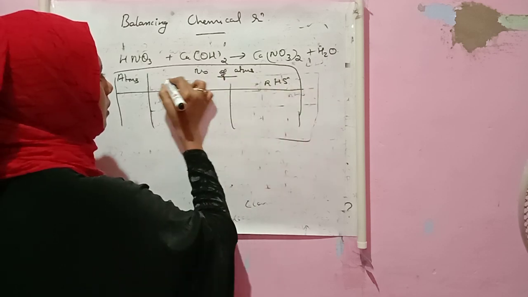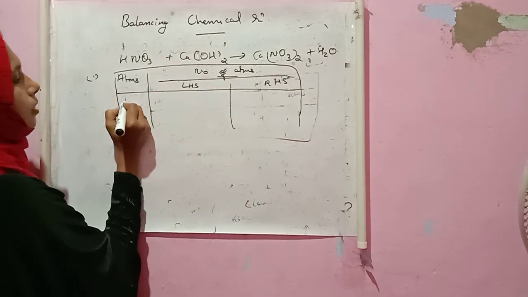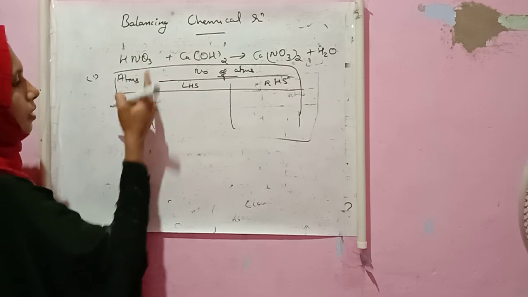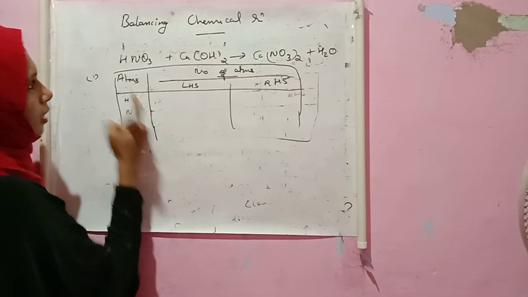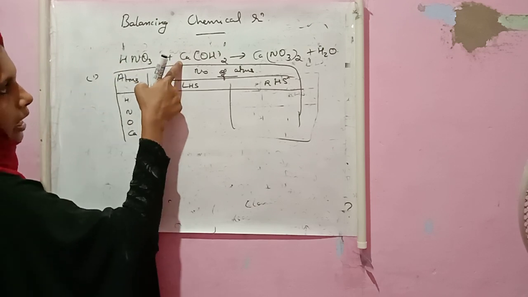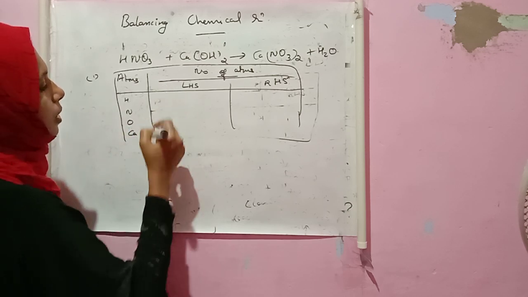Okay, this is our table. Now we are writing the number of atoms: hydrogen, nitrogen, oxygen, calcium. Here, hydrogen, nitrogen, oxygen, calcium, oxygen, hydrogen. Here already written here. Now the numbers on the LHS.